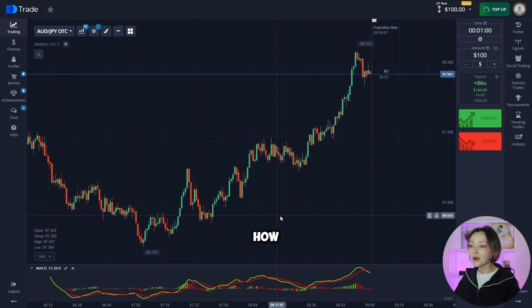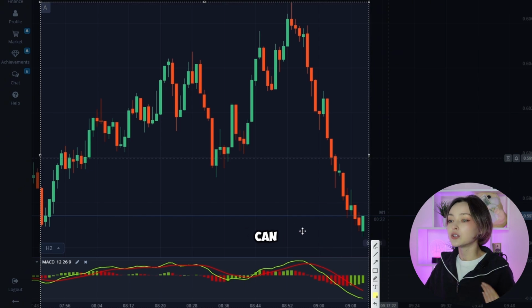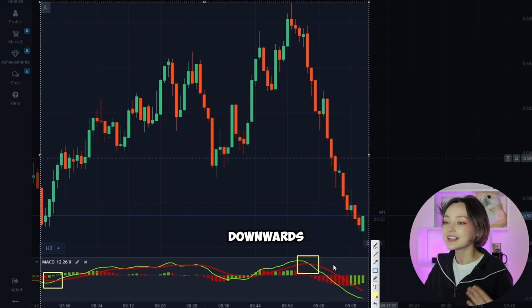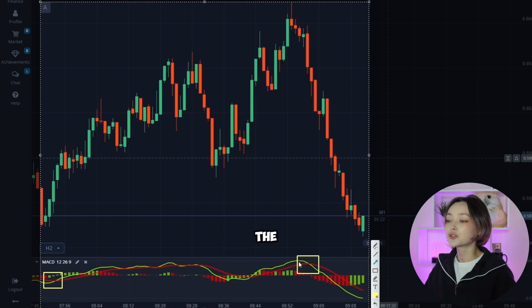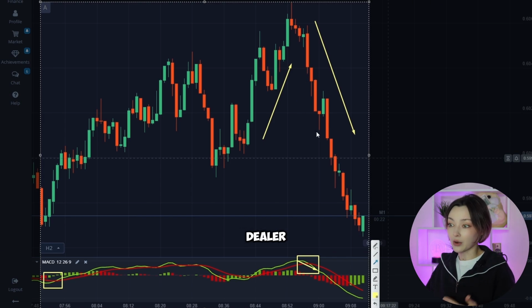Now let's look into how we can work with this indicator. This indicator is a trend indicator that we can use to determine when the trend changes. In order to tell, we gotta look for intersections of the lines on the MACD indicator. When the green line crosses the red line from top to bottom, meaning downwards, as at this moment for instance, it's a nice signal that the trend is morphing from an uptrend into a downtrend. I hope it's clear. I think it's pretty simple, and at this point we will open a downward trade.